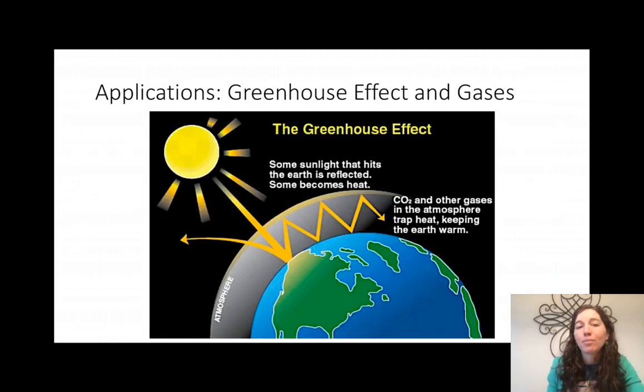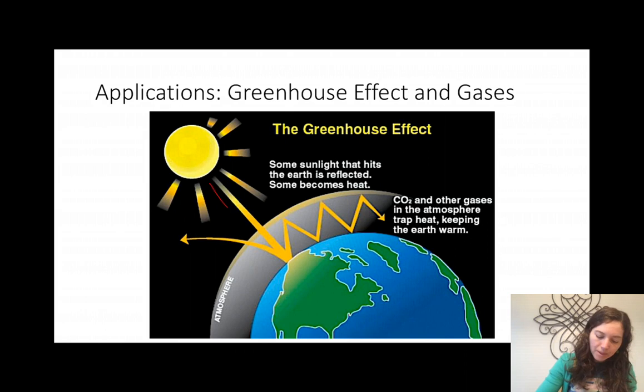Let's talk about an application of this electromagnetic radiation, how it interacts with molecules. One of these is the greenhouse effect and what we call greenhouse gases. This has everything to do with electromagnetic radiation hitting molecules in our atmosphere and interacting with them. We talked about how ozone protects our Earth, but let's talk about how things like carbon dioxide warm our Earth.